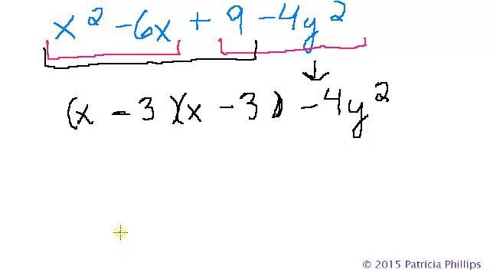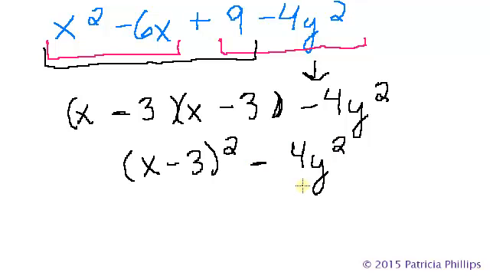Well, basically, what you have here, you still have the difference of two squares. Because look at this: x minus 3 times x minus 3 is the same thing as x minus 3 squared. And then you have your minus sign, which is the difference, and then you have another square. You have 4y squared. How about that?